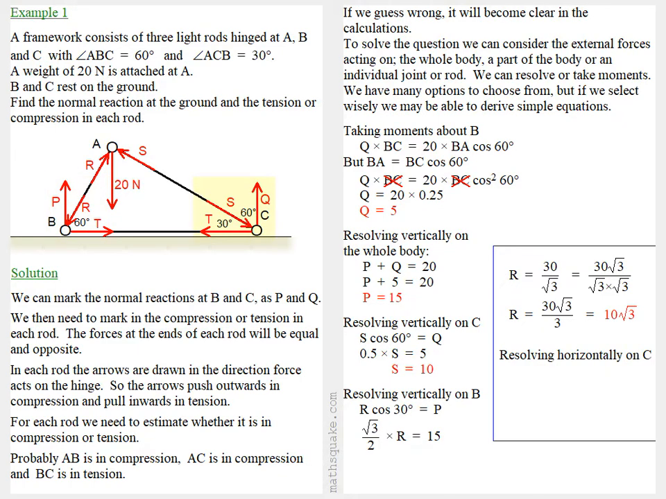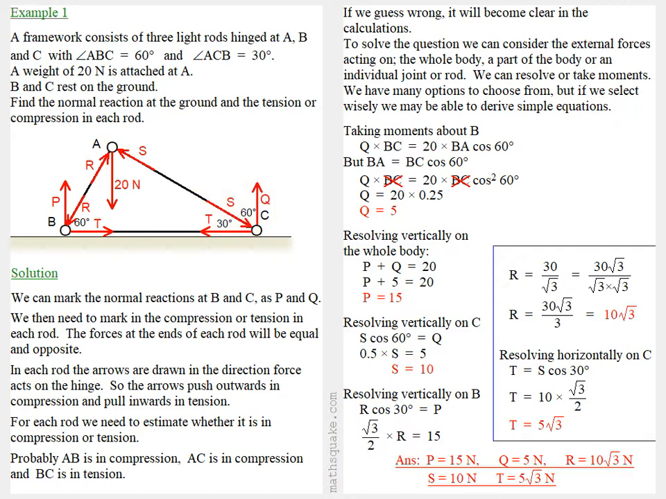Then resolving horizontally on C, we have T equals the horizontal component of S, which is S cos 30, and so T is equal to 10 times root 3 over 2, so T is equal to 5 root 3. And that gives us our answers: P equals 15 newtons, Q equals 5 newtons, R equals 10 root 3 newtons, S is equal to 10 newtons, and T is equal to 5 root 3 newtons.